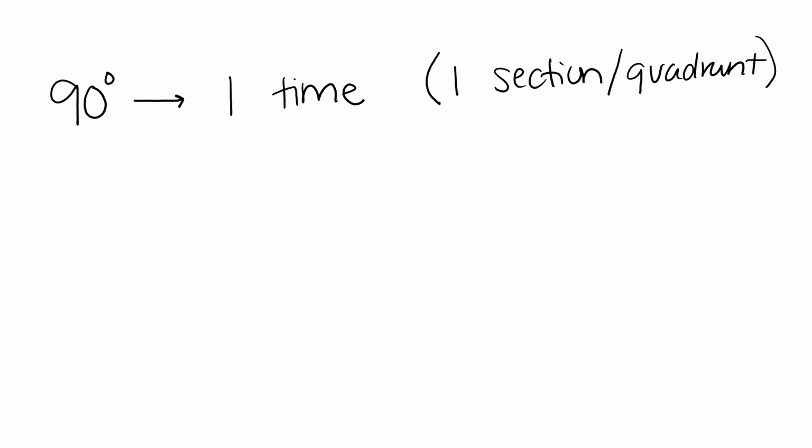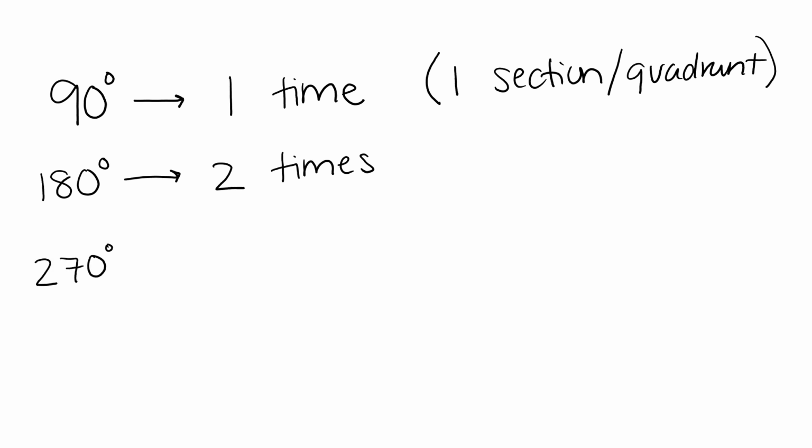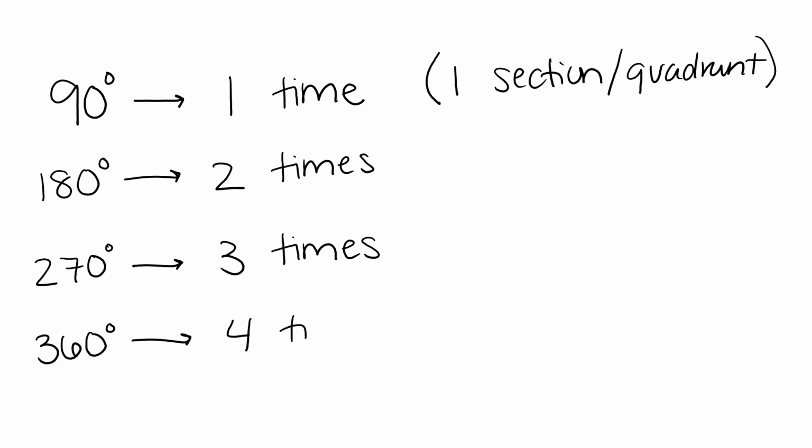If the directions say 180 degrees, that represents turning the shape two times or two sections. 270 degrees means that we are rotating the shape three times or three sections. And if the directions say 360 degrees, that is four times or a complete circle, and it means that we have started back at the beginning.